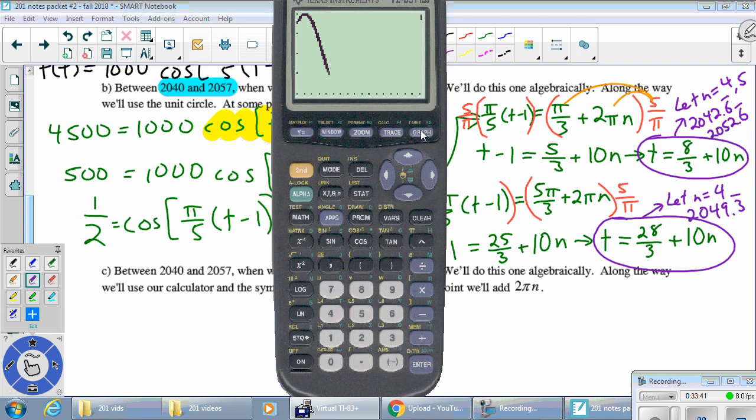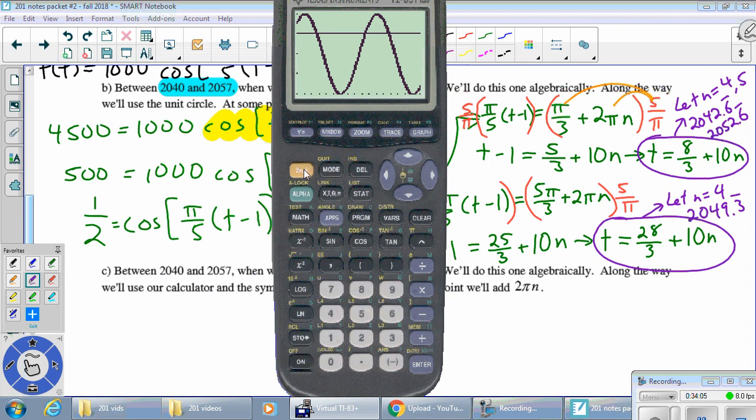So there's our very thick cosine curve. And we do have more than one period, but less than 2 periods here. And how many solutions do we see where the population exactly hits 4,500? There's one there. I think that is 2042 and 2/3. Second one right here, I think that is 2049 and 1/3. And then the third one right here, 2052 and 2/3.